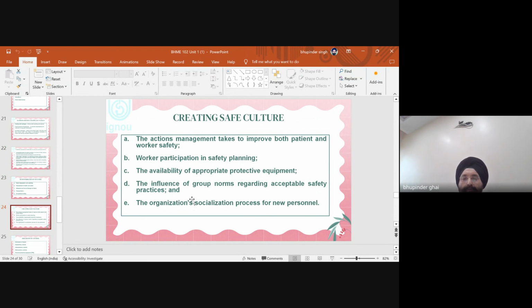The influence of group norms regarding acceptable safety practices: you must ensure that the safety planning which you are doing, the procedures you are writing down, are acceptable to the worker. If those rules and regulations are not acceptable to the worker, they will not follow them. So it should be ensured that they are worker friendly.